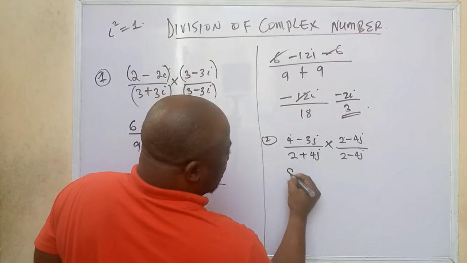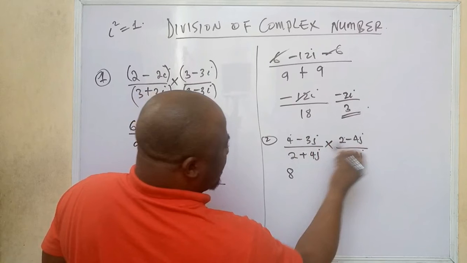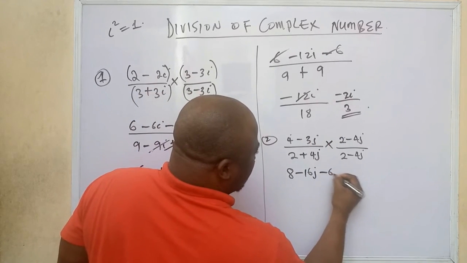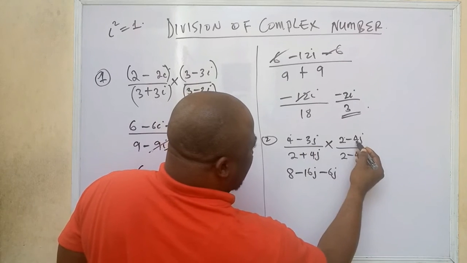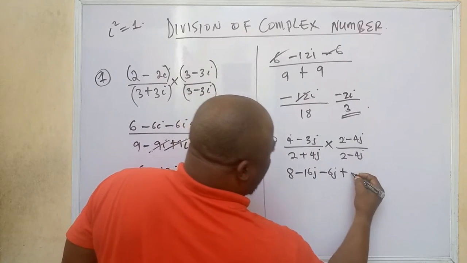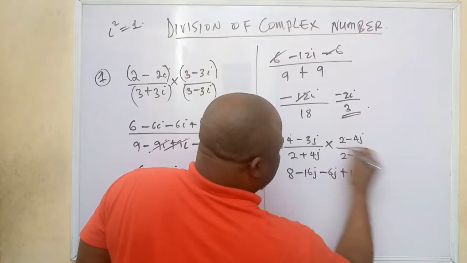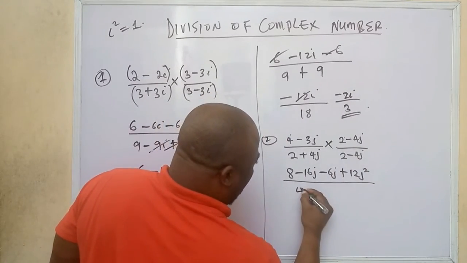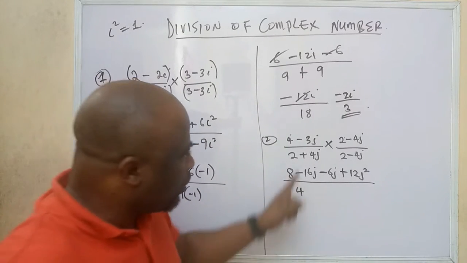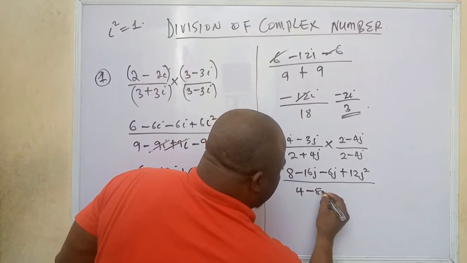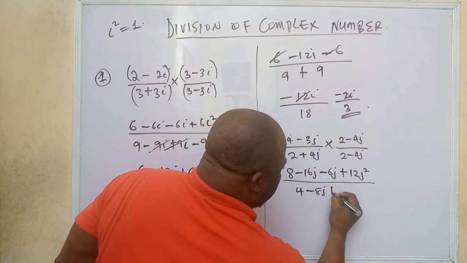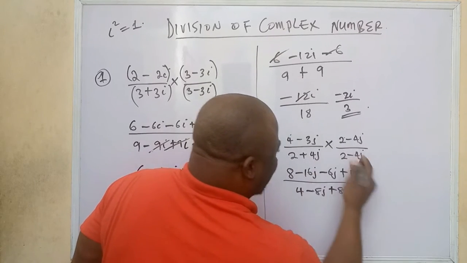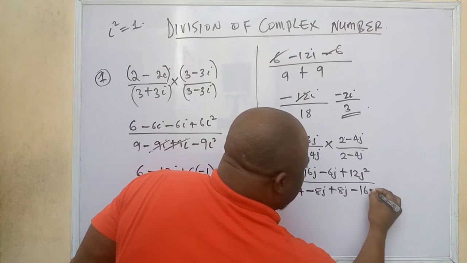4 times 2 is 8. 4 times minus 4j is minus 16j. Minus 3j times 2 is minus 6j. Minus 3j times minus 4j is plus 12, then j times j is j squared. In the denominator, 2 times 2 is 4, 2 times minus 4j is minus 8j, plus 8j, and minus 4j times 4j is minus 16j squared.